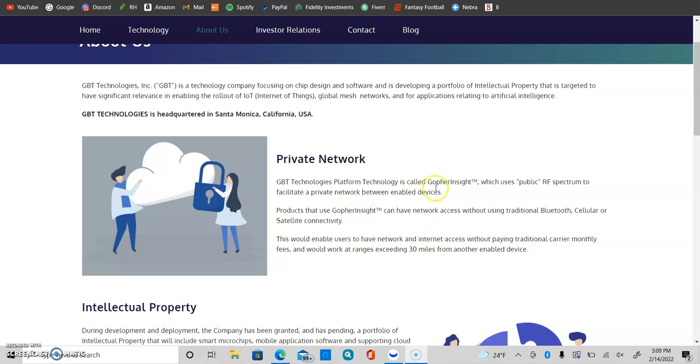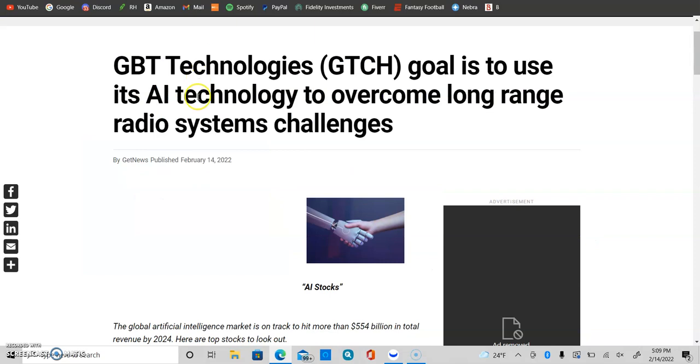So obviously this whole few paragraphs right here is very exciting. I think this is a very interesting thing that they got going on, and I think it will be widely successful if they do continue to work on it and eventually do get it out there. Next, I want to go over this article that was published today, actually, on February 14th of 2022, titled GBT Technologies' Goal is to Use Its AI Technology to Overcome Long-Range Radio System Challenges.